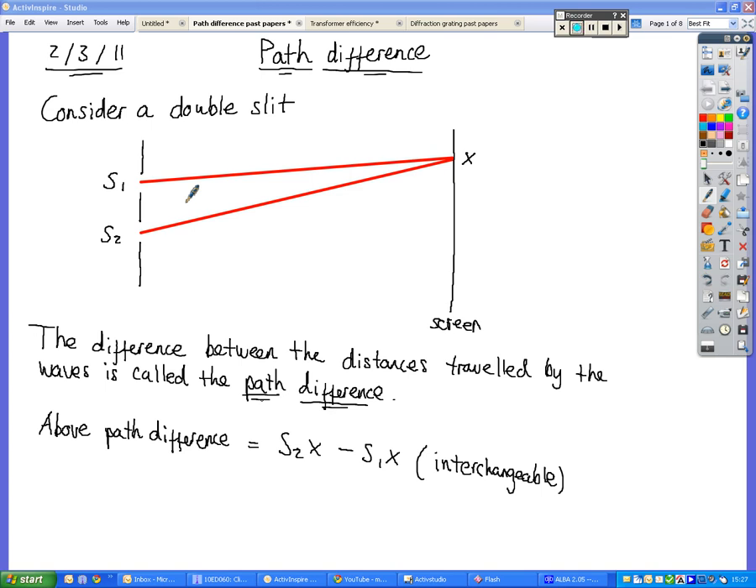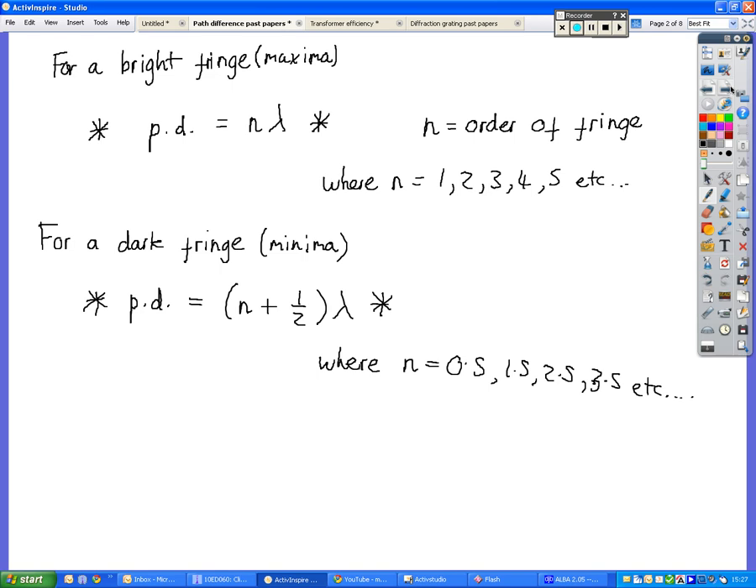So in this case, the path difference is the difference in this distance and this distance. That's what the path difference will be. For the two different conditions, for constructive and destructive interference, if we start with constructive interference, then you must have a path difference of a multiple of one wavelength. So one wavelength would mean that a peak would meet a peak, a trough would meet a trough, so therefore constructive interference is going to occur.